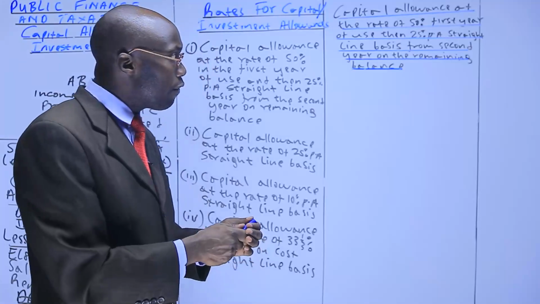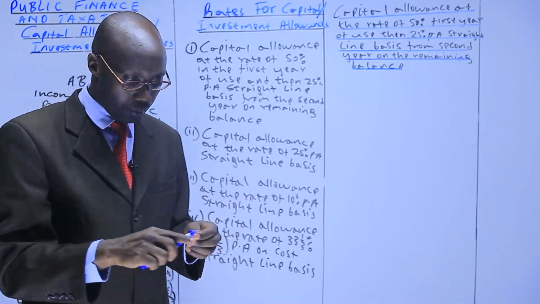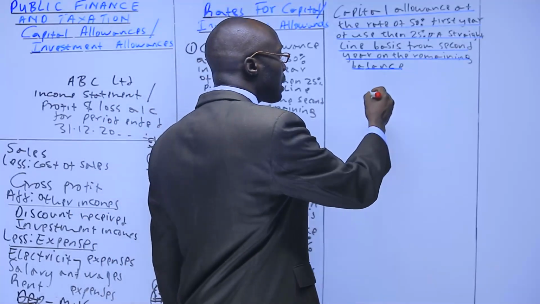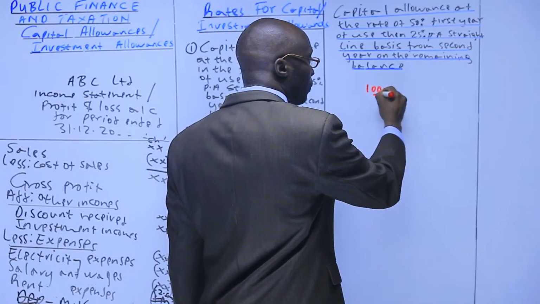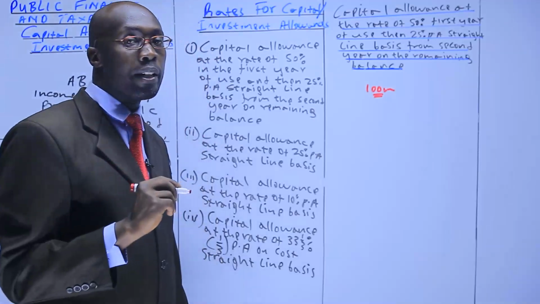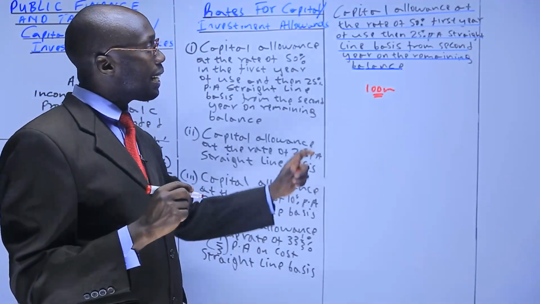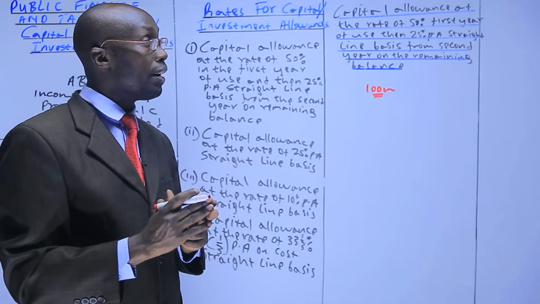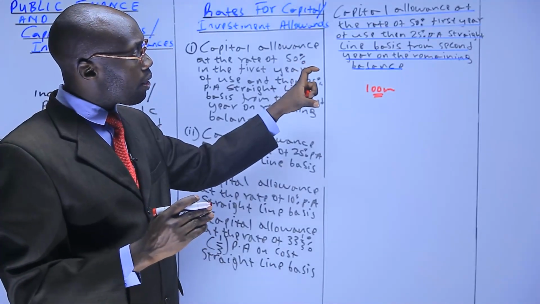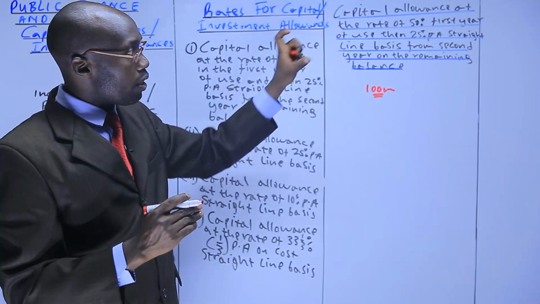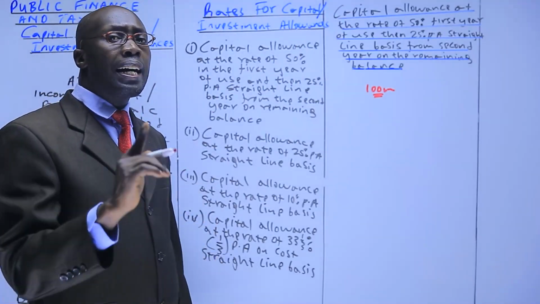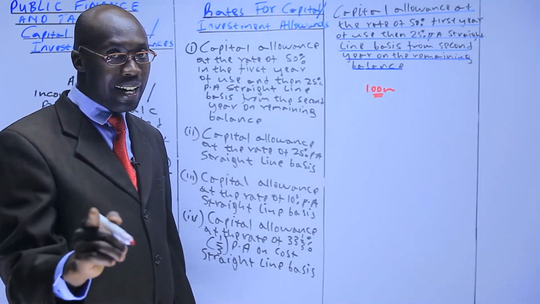That will mean if we have an item here, let's say it cost 100 million. Then somebody tells you that it is the one that qualifies, although we are going to see those items that qualify at that rate, and somebody tells you that it qualifies at the rate of 50, then 25, the rate that we have indicated there, and now asks you, can you get the capital allowance of the first year?